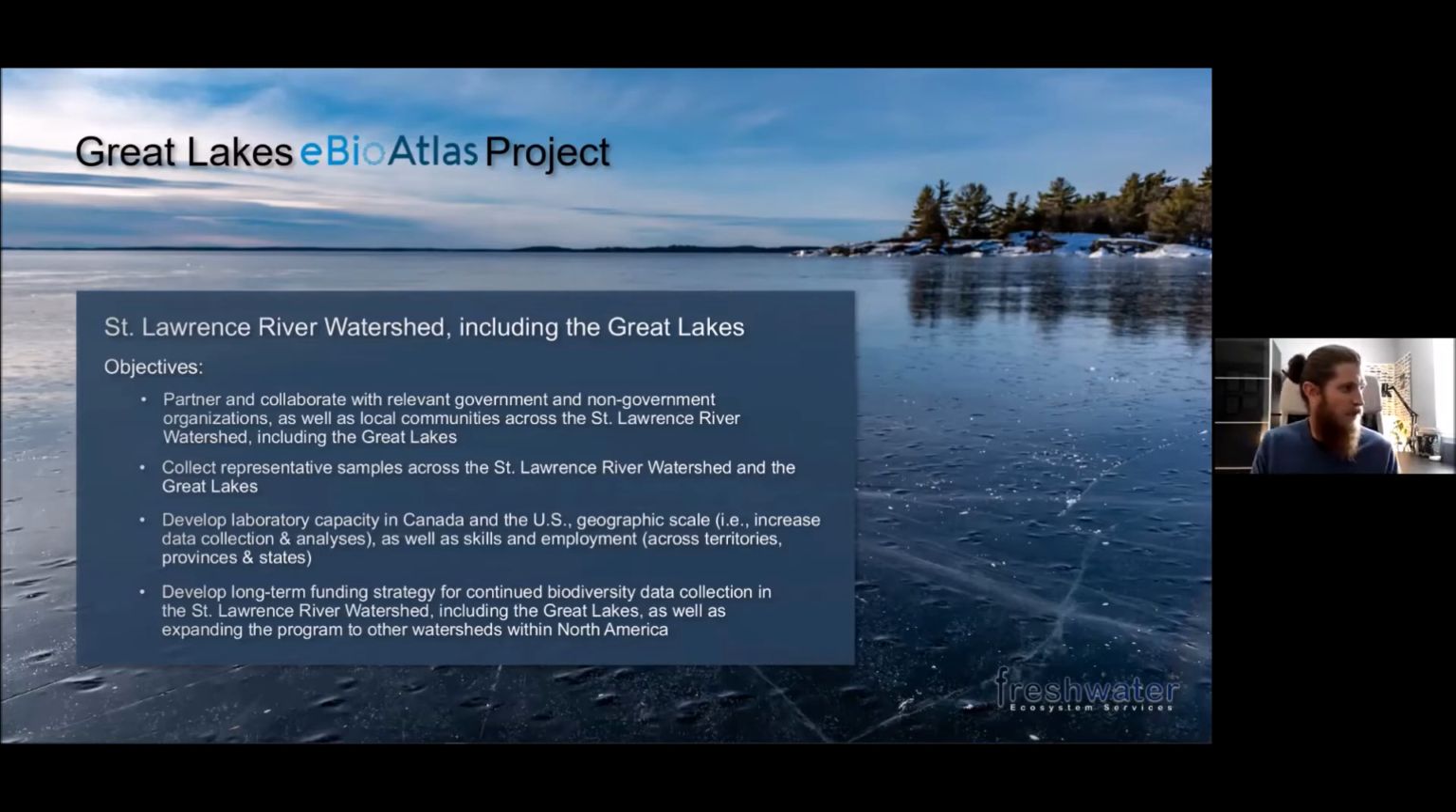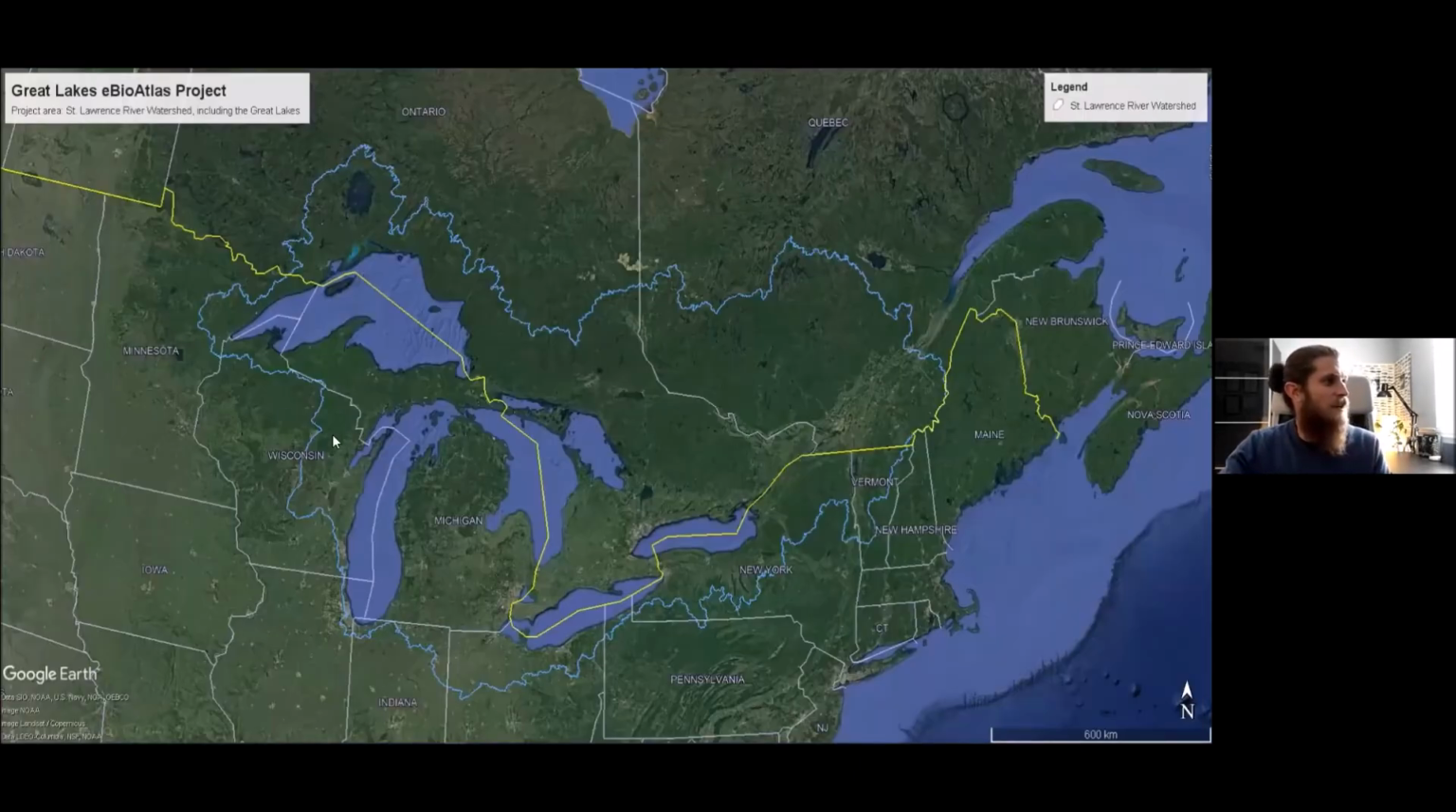And then part of this project is to develop a long-term sustainable finance strategy to continue biodiversity data collection, not only in our watersheds, but across North America and other watersheds as well. One of the things with biodiversity assessment is you would also like to do biodiversity monitoring, and that is the next step. So what does this look like in terms of the project area?